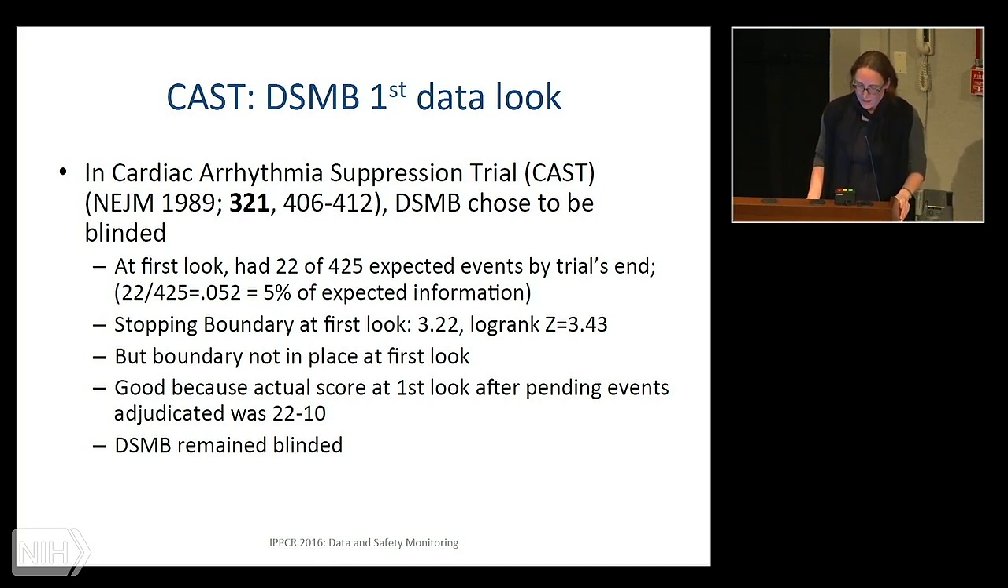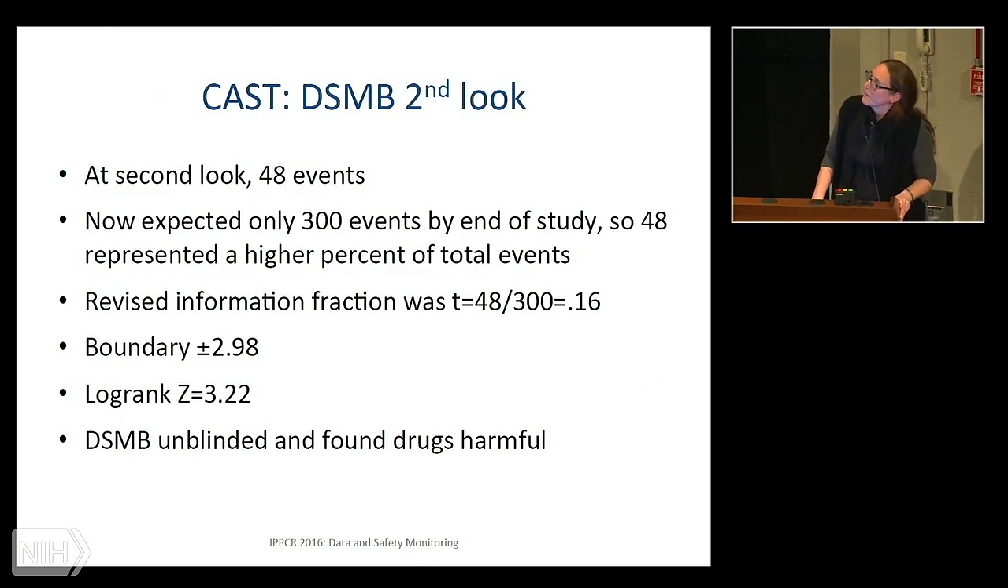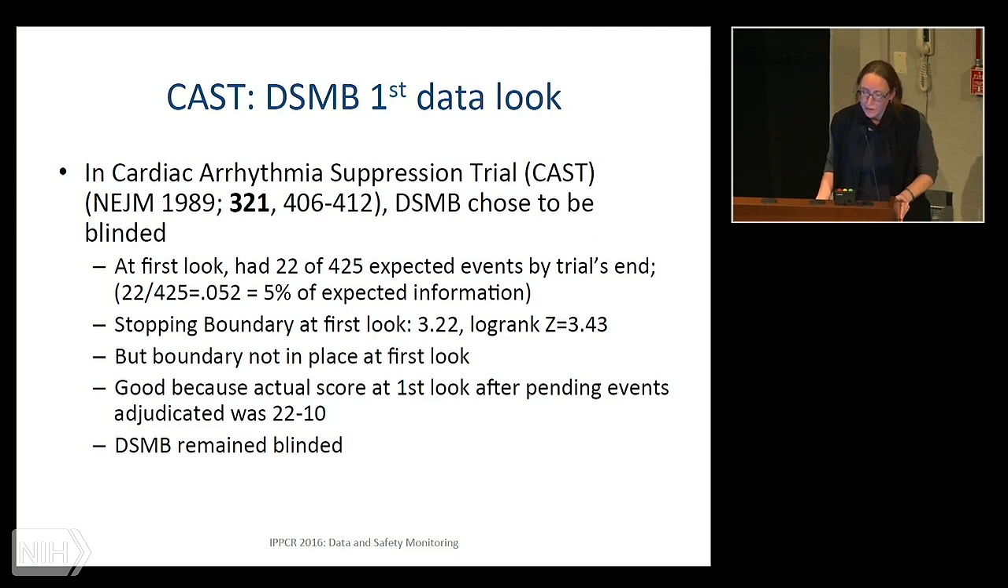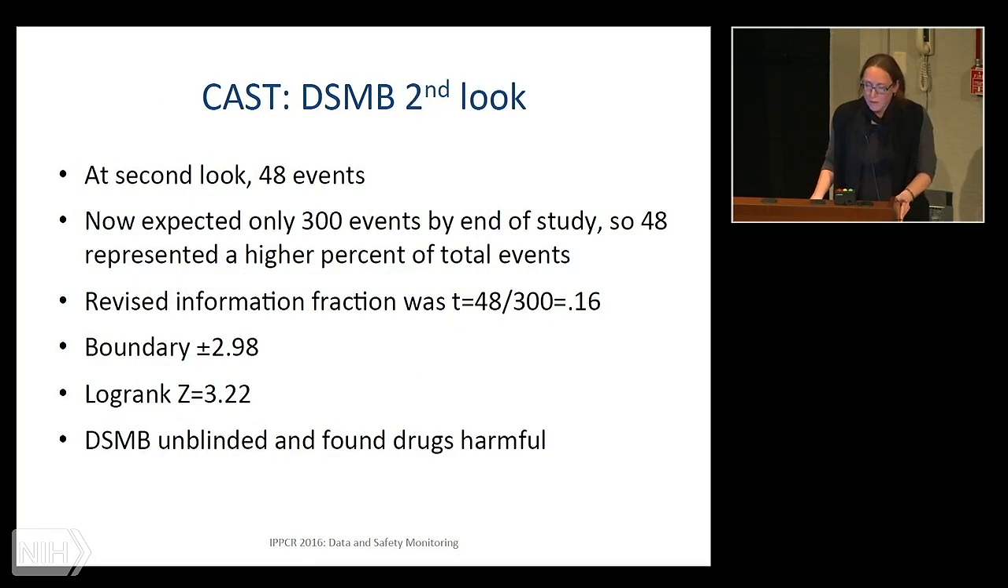And at the next look, and there's a reference there for this trial that people talk endlessly about for many reasons, at the next look, there were 48 events. So at the first look, it was roughly 22. Now there were 48 events. And actually looking at event rates and other reasons, they realized that they would only expect 300 and not the 400 and some they'd originally thought at the end of this trial, which meant that 48 was a little bit higher of a percent in terms of total number of events. And when they looked at the boundary, they saw that their log rank was actually still at 3.22, and it was well over the boundary for stopping, plus or minus 2.98.